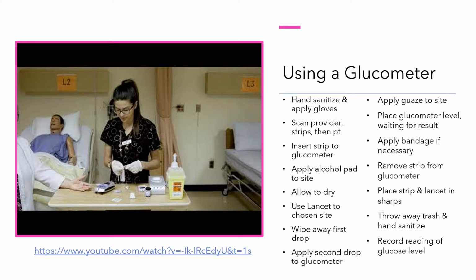Once it's resulted, you can remove the strip from the glucometer and place the strip and the lancet in the sharps container, because this is contaminated with blood and the lancet is an actual sharp. And then you can throw away the rest of your items in the trash can. Sanitize your hands and then record the reading of the glucose level that should still be highlighted on the glucometer itself. Now also, since you scanned this patient, you will have to dock the meter when you're finished in order for it to transfer into the patient's chart.